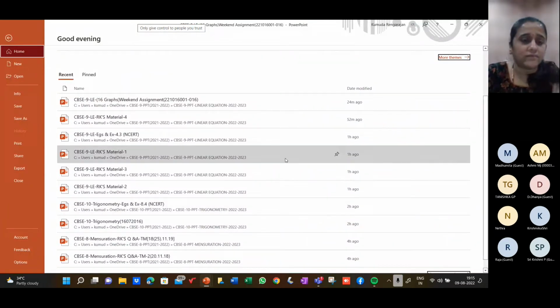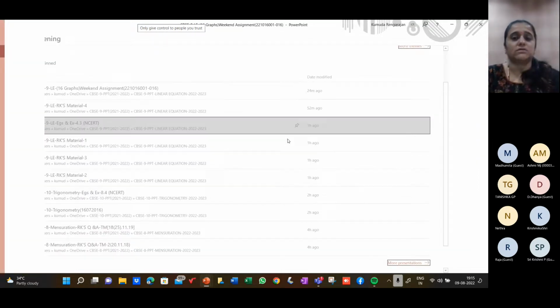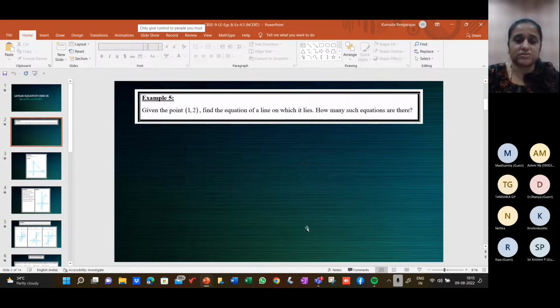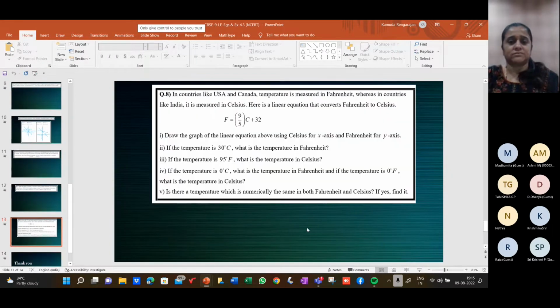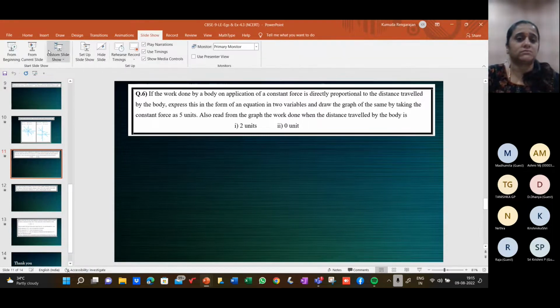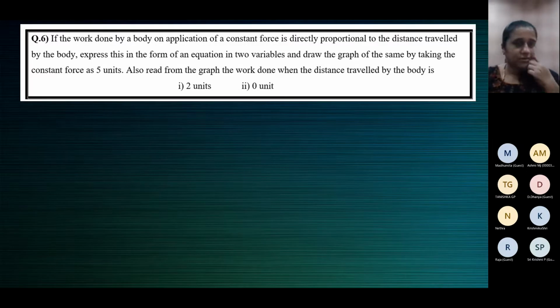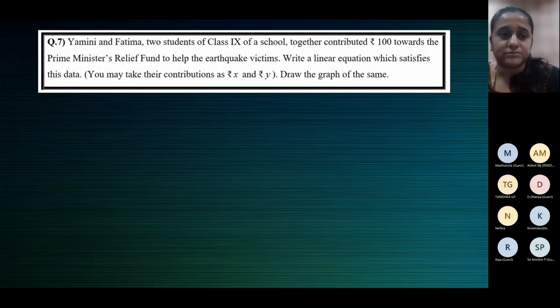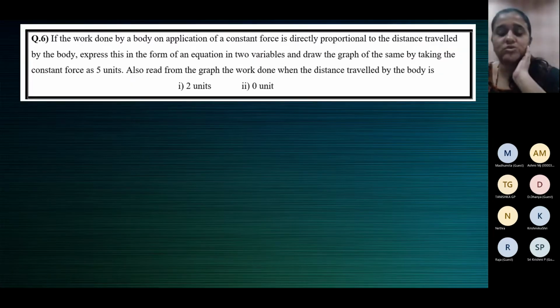So a similar question we have in NCERT. This is also from NCERT, what we just did. This is in the exercise 4.3. Here also you'll have to construct the equation using the formula. So here the three quantities are work done.